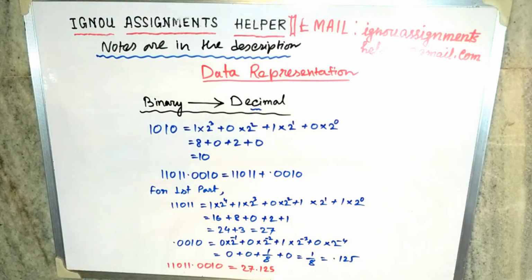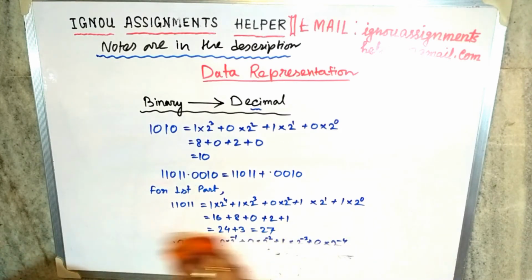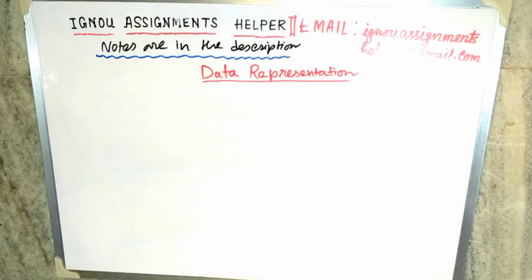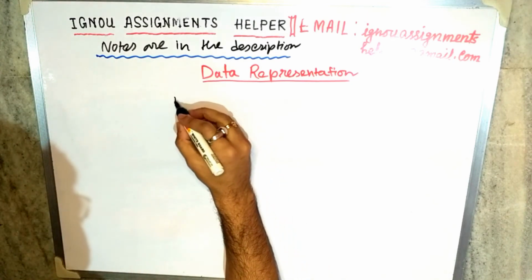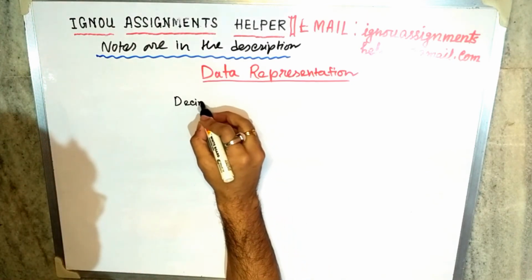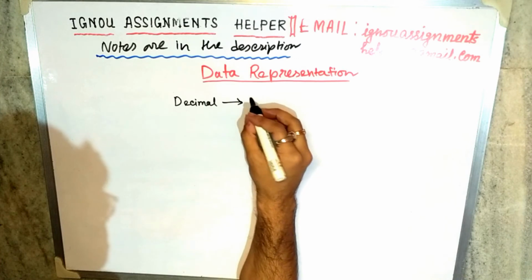Okay, so this will be the answer for this question. Now we will learn how to convert decimal numbers to binary numbers. If you want to follow my worked example and take some time, please pause this video now, because I'm going to wipe this. So the next part is from decimal to binary.